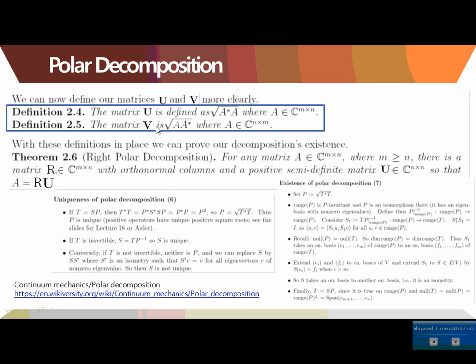From those, we can define our matrices U and V in the following way. The matrix U is defined as the square root of A star A in the right polar decomposition. In the left polar decomposition, the matrix V can be found as the square root of A times A star. So if a matrix A is given, then we can find U and V.